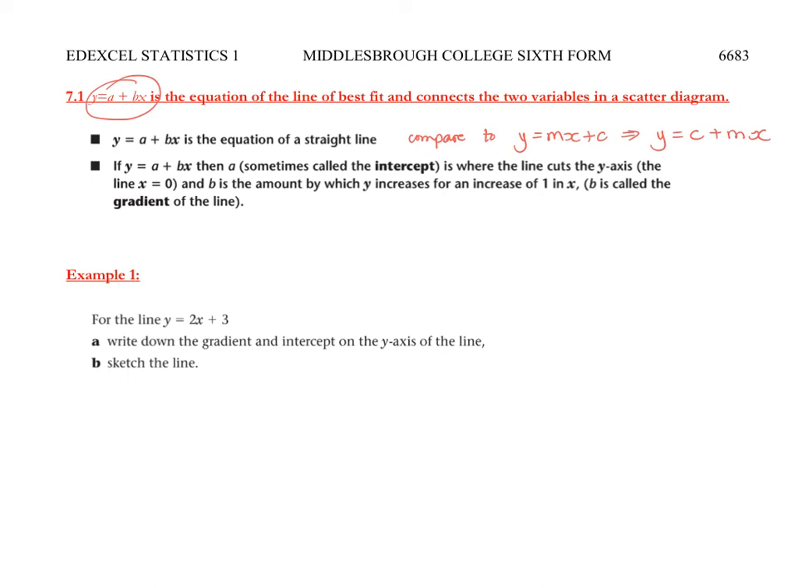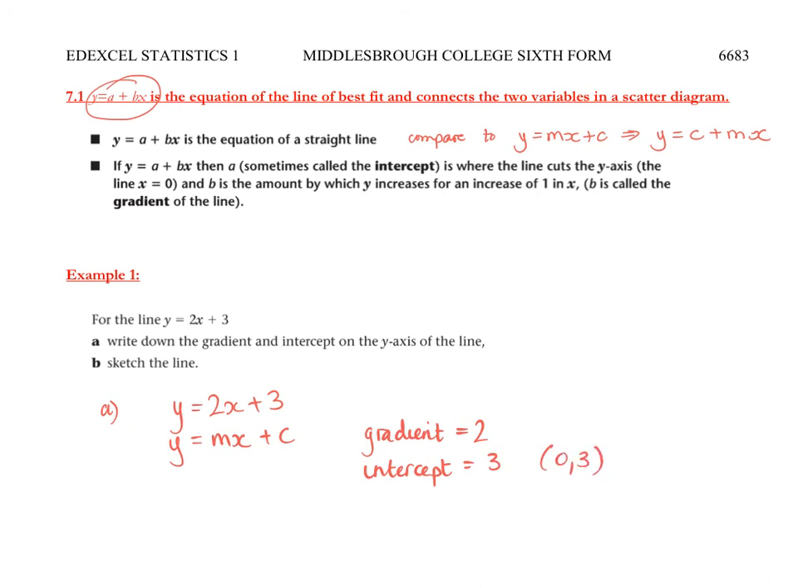First example, just to give you a quick recap on what we've done on C1. For the line y equals 2x plus 3, write down the gradient and the intercept of the y-axis of the line. So hopefully straightforward for you. If we compare y equals 2x plus 3 to y equals mx plus c, then the gradient, which is m, is equal to 2, and the intercept is equal to 3. Could also be written as 0, 3.